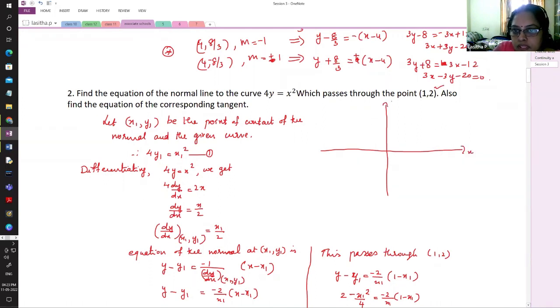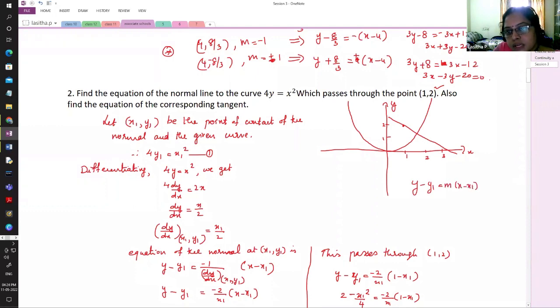So in fact, for this one, this is an open upward parabola. If we mark 1, 2, 3, that point will actually come here. This point will come here. It is an outside point, outside the graph. So they are asking for the normal which is passing through that point. So they cannot use this formula y minus y1 equal to m into x minus x1. If they directly use that, it will be a wrong answer.